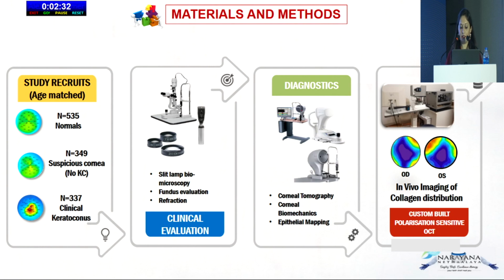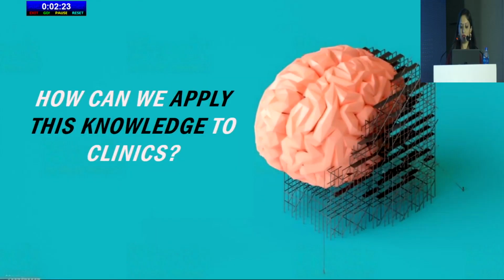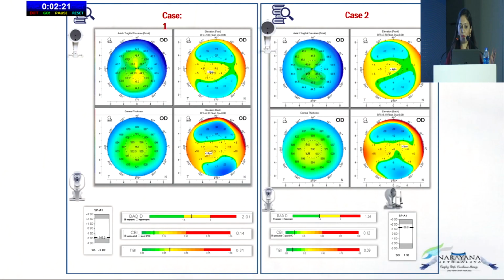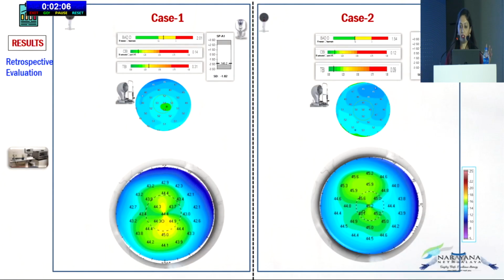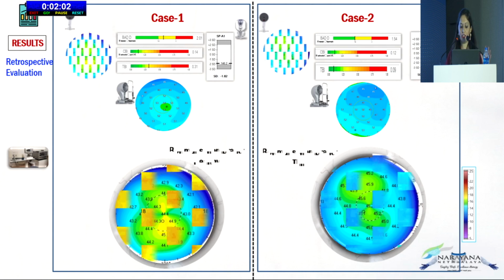They underwent detailed clinical evaluation, corneal topography, biomechanics, epithelial mapping, and in vivo collagen distribution imaging using custom-built PSOCT. So these are two case examples. Case 1 has a suspicious looking topography and suspicious indices. Case 2 is a normal topography with normal indices. However, after refractive surgery, the first patient is still doing well, whereas the second patient, where everything was normal, has developed ectasia.